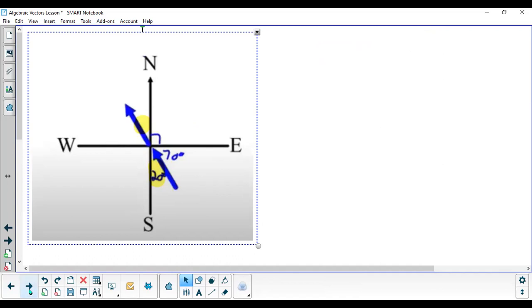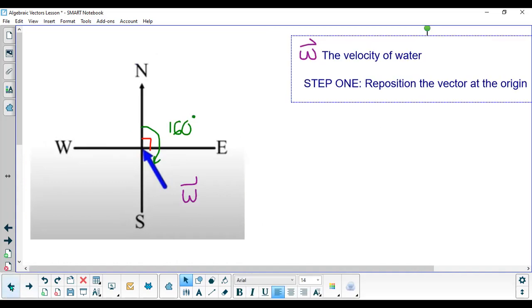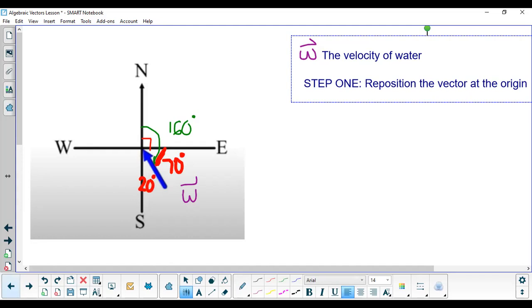Now I'm just going to go back for 1 second. I know this whole angle is 160 degrees, but if I'm just looking for this part, that's going to be 90 degrees plus some angle theta. So 90 degrees plus 70 degrees gives me 160 degrees. That leaves me with 20 degrees in here.